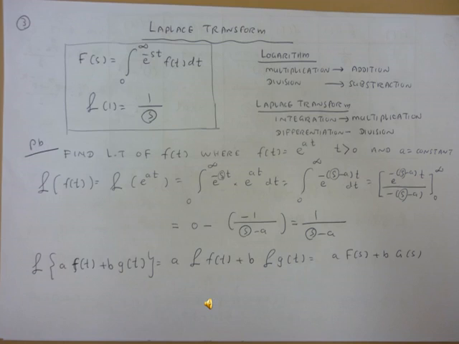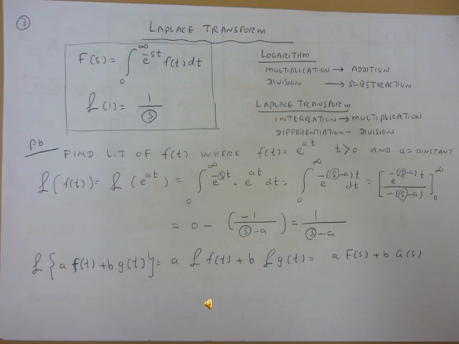So we substitute. When you substitute infinity, the function gives 0. When you substitute 0, the value we get is -1 divided by (s-a). So that will be 0 minus, in the bracket, -1 divided by (s-a). So we get 1 divided by (s-a). This is how we can prove the Laplace transform equation. So for f(t) equal to e^(at), we can find the Laplace transform. The answer is 1 divided by (s-a).